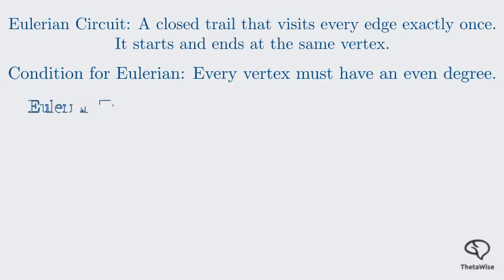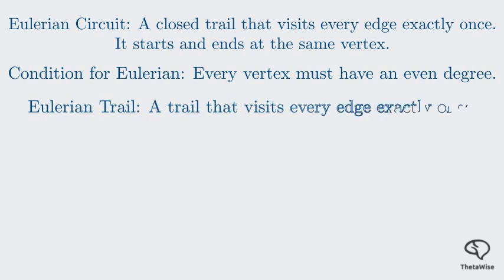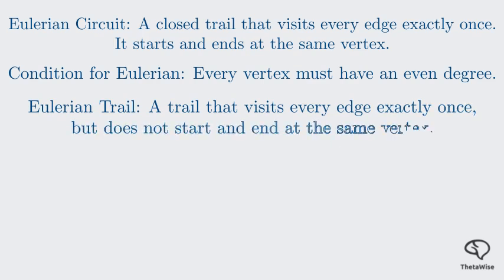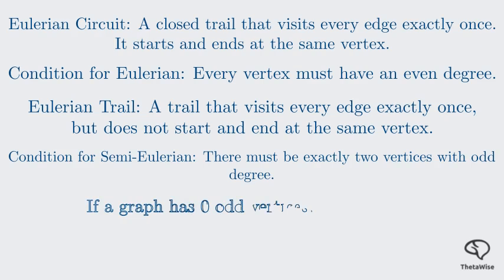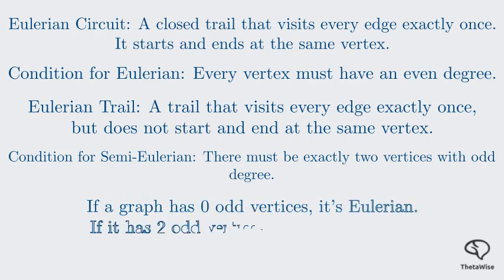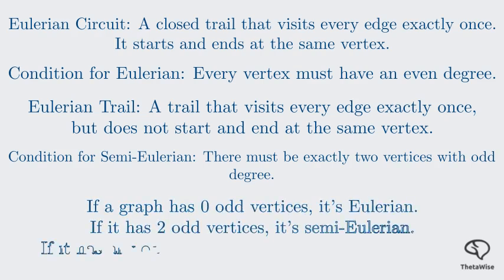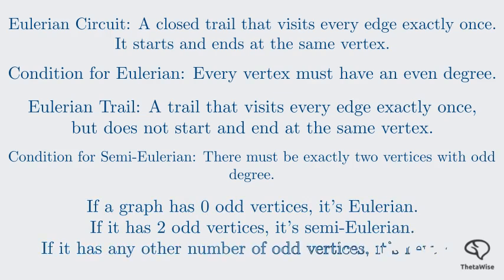If a graph doesn't meet this condition, it might still have an Eulerian trail. A graph is semi-Eulerian if it has a trail that visits every edge exactly once, but it doesn't return to the starting vertex. For this to happen, the graph must have exactly 2 vertices with an odd degree. The trail will then have to start at one of these odd vertices and end at the other. A graph with 0 odd vertices is Eulerian, and with 2 odd vertices is semi-Eulerian. Any other scenario means the graph is neither Eulerian nor semi-Eulerian.